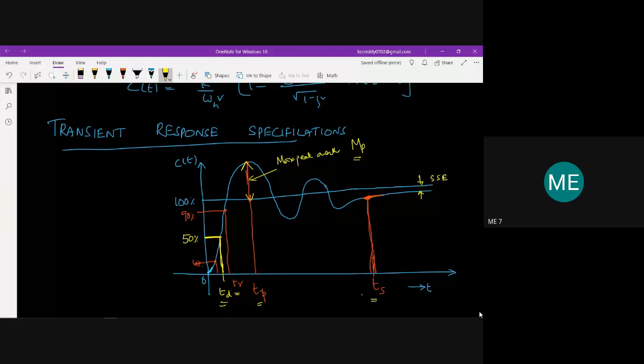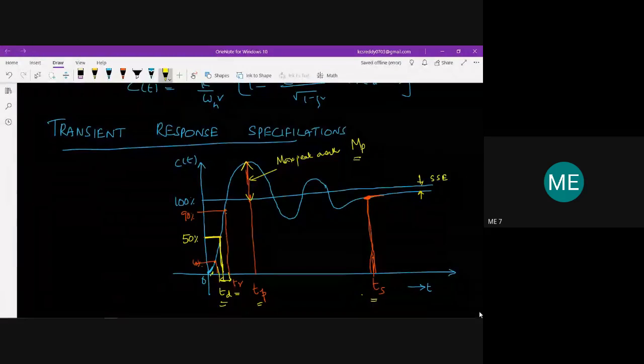Similarly, the rise time which I have defined, that is from 10% to 90%. It is the time required for the response to rise from 10% to 90%, or 0 to 100%. You can take it either way, 0 to 100% or 10% to 90% of the final value. We can derive the equations for each time, but we should know what these term definitions are.